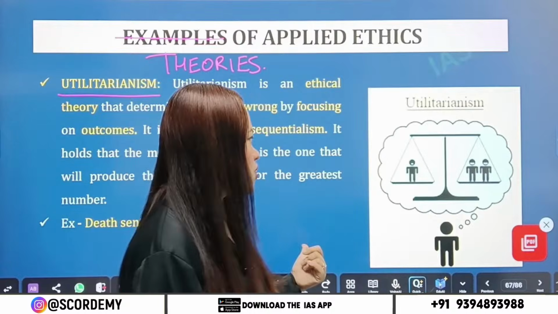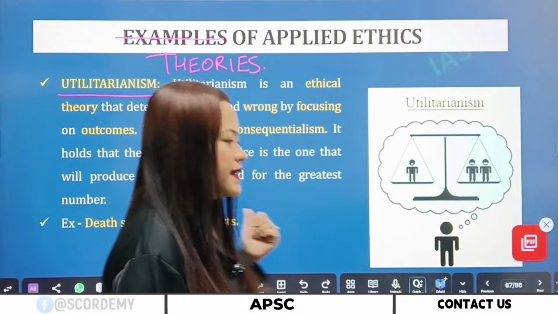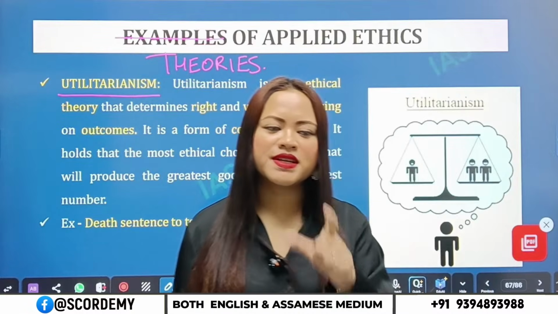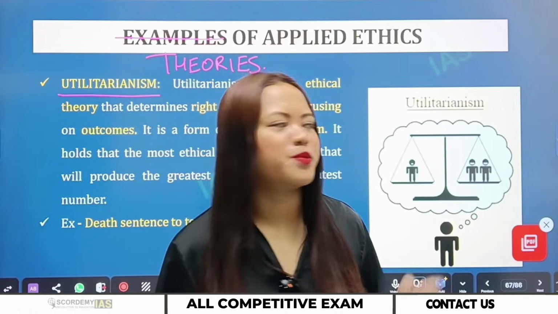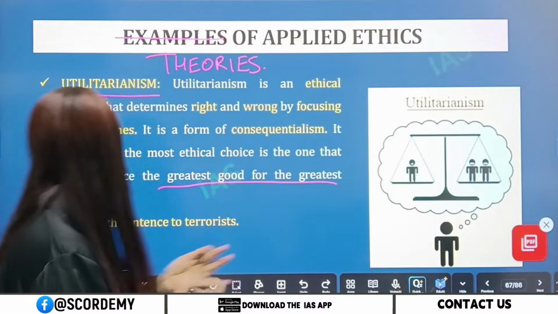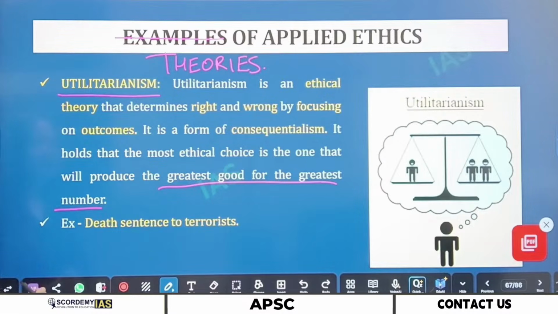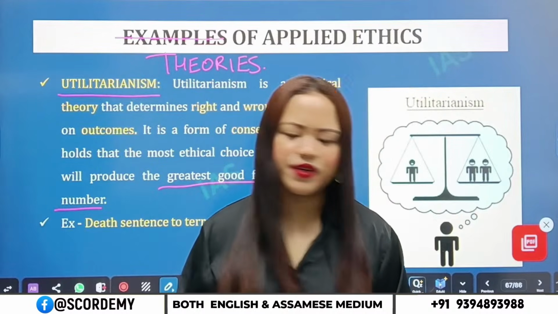That is consequentialism. And utilitarian theory is a type of consequentialism where a choice is considered to be ethical when it gives maximum happiness for maximum number of people. Greatest good for greatest number.